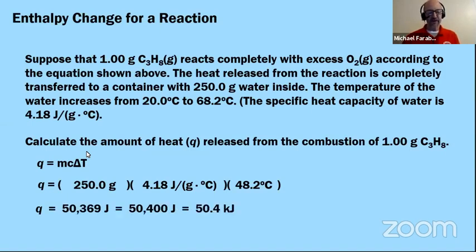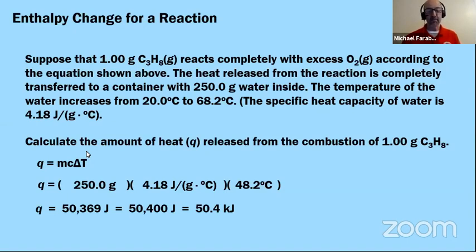50,369. I rounded this off to 3 significant figures based on the delta T. So 50,400 joules, or 50.4 kilojoules. I'm not worried about the sign being positive or negative. This is just simply the amount of heat released. Now, 1 gram of propane was not used in this calculation, but that is how much propane was burned.